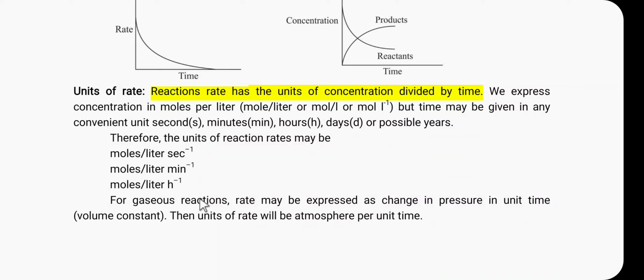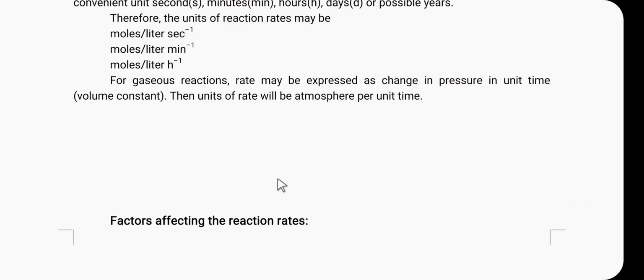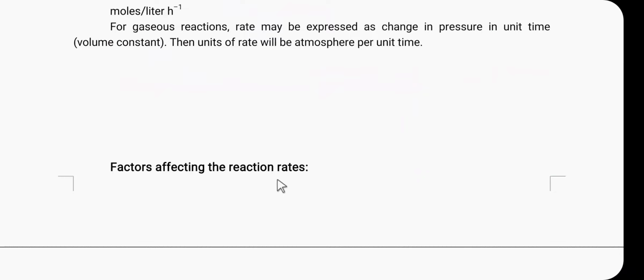So, friends, for the gaseous reaction, rate may be expressed as change in pressure in unit time. Here the volume is constant. If the pressure is expressed in terms of atmosphere, then for the gaseous reaction, the unit of the rate is atmosphere per unit time. Then the third point is factors affecting the reaction rates.